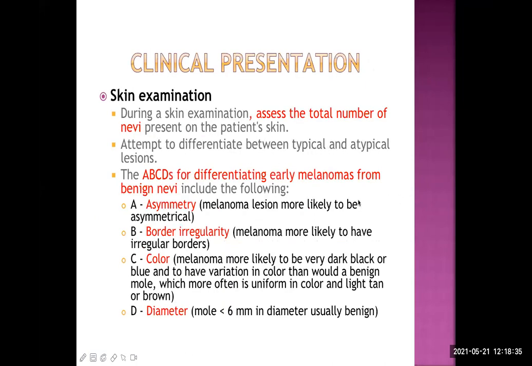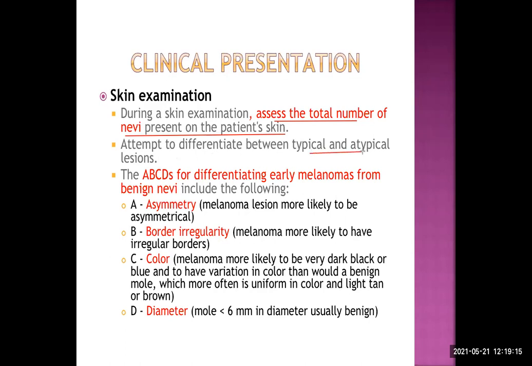Now, a very important part of the melanoma topic is the skin examination. Okay, a very favorite question of the examiner. Not only the dermatologic examiner, even a surgical examiner may ask you this question. So please pay attention. Regarding the skin examination, we have to consider different things. Assess the total number of nevi present on the patient's skin, because if there are more than 50 nevi, okay, there is a high chance of development of melanoma in the future. Another is the size. If they are more than 2 millimeters, okay, there is more chance.